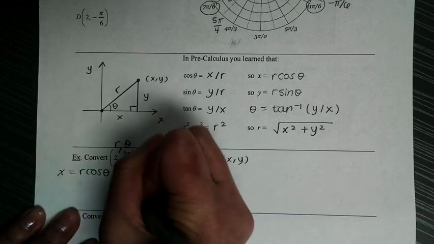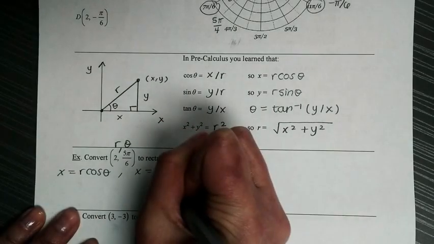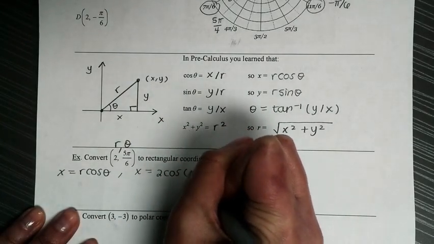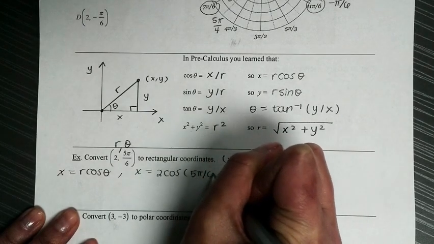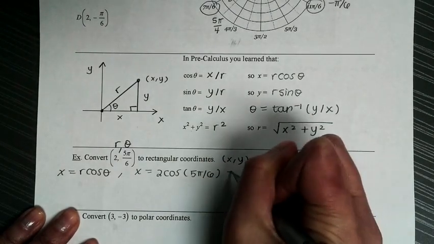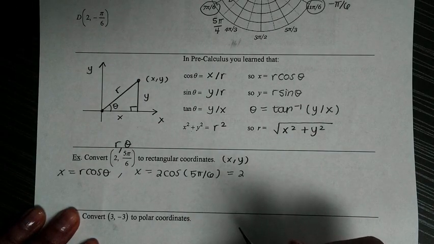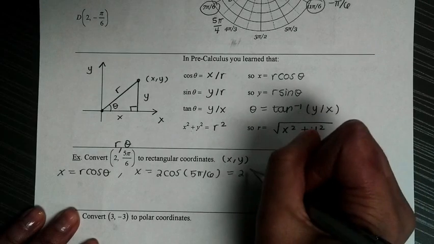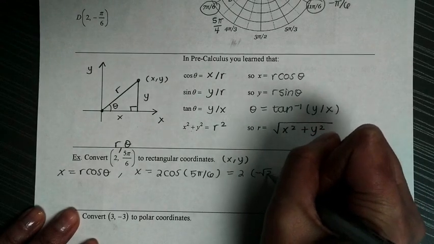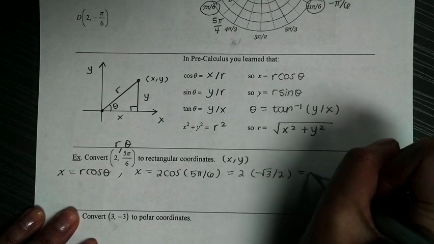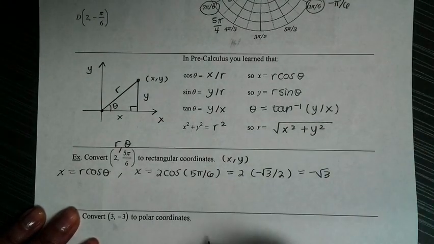So in this way, you have that x is going to be equal to 2 cosine of 5 pi over 6. Okay, and then you know that this is going to be equal to 2 times cosine of 5 pi over 6. You know that cosine of 5 pi over 6 is going to be negative root 3 over 2, giving you that this is going to be equal to negative root 3.